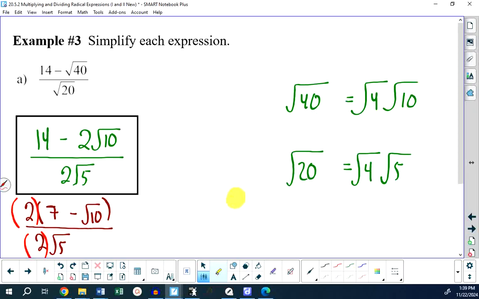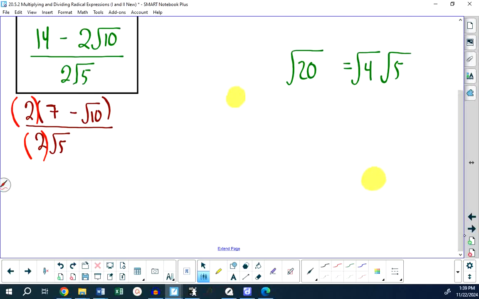So we can cancel those now and be left with 7 minus root 10 over root 5. And the shortcut I have shown you is, I asked, are you allowed to cancel a 2 out of those two? And the answer was no. Are you allowed to cancel a 2 out of these two? And the answer is no. But you are allowed to cancel out of all 3. That's the shortcut.